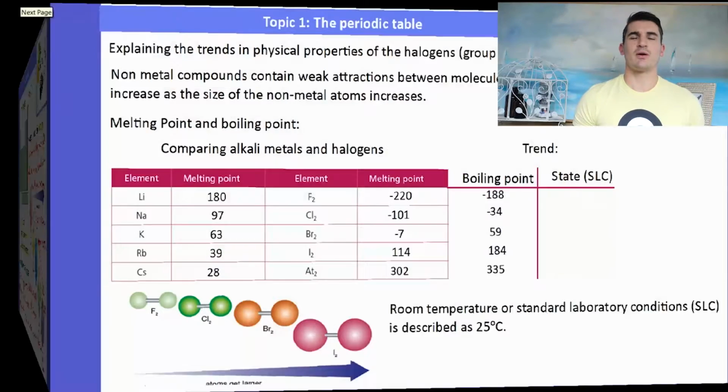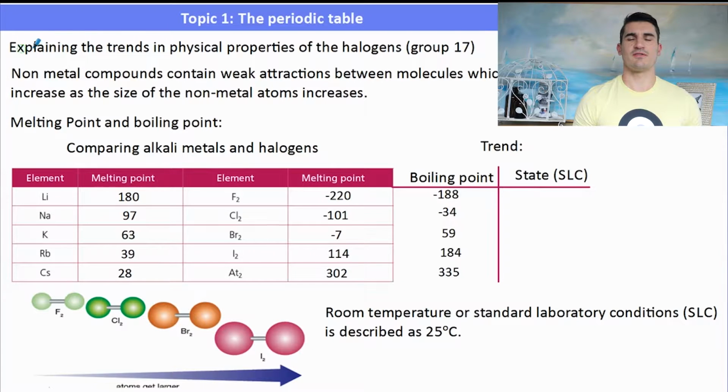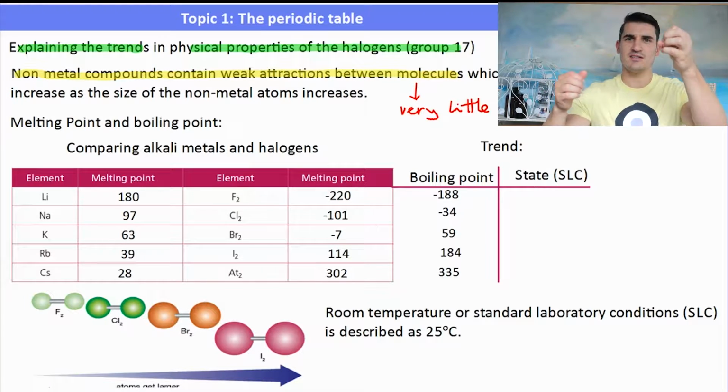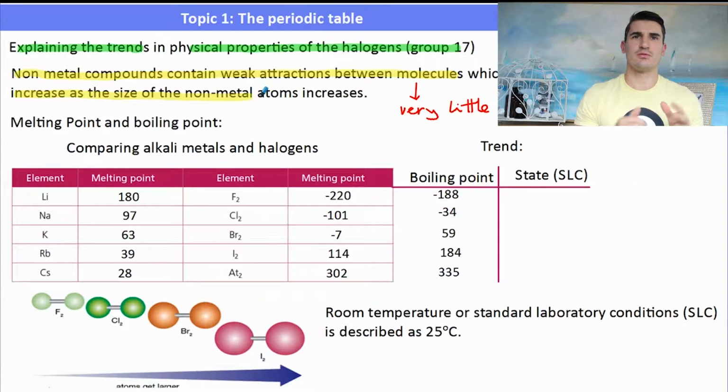Okay, we need to be able to explain some of the trends of the physical properties of just the halogens. So when we have a non-metal compound, we have only very weak attractions between other non-metal compounds. If we're dealing with something like fluorine gas, the fluorine gas molecules are floating around individually, but between them there's very little interaction. They're not attracted to each other. They're just moving independently, moving throughout the container.